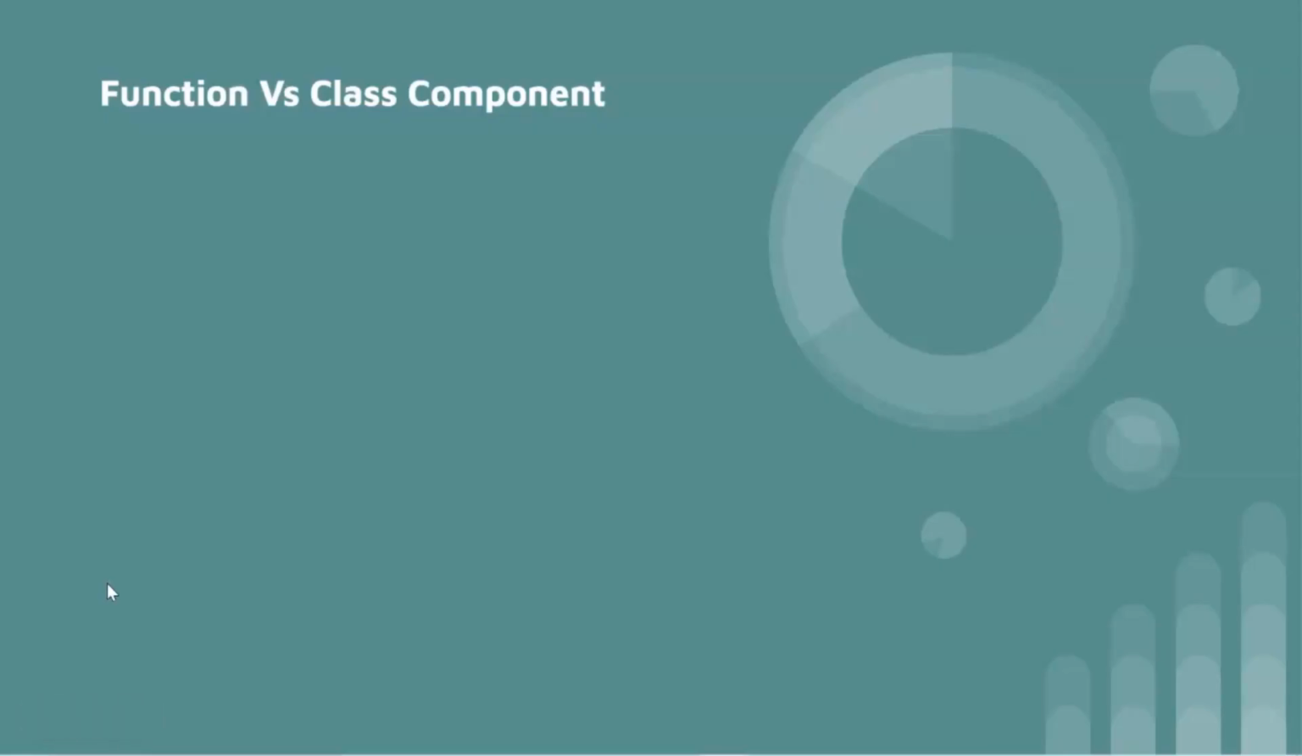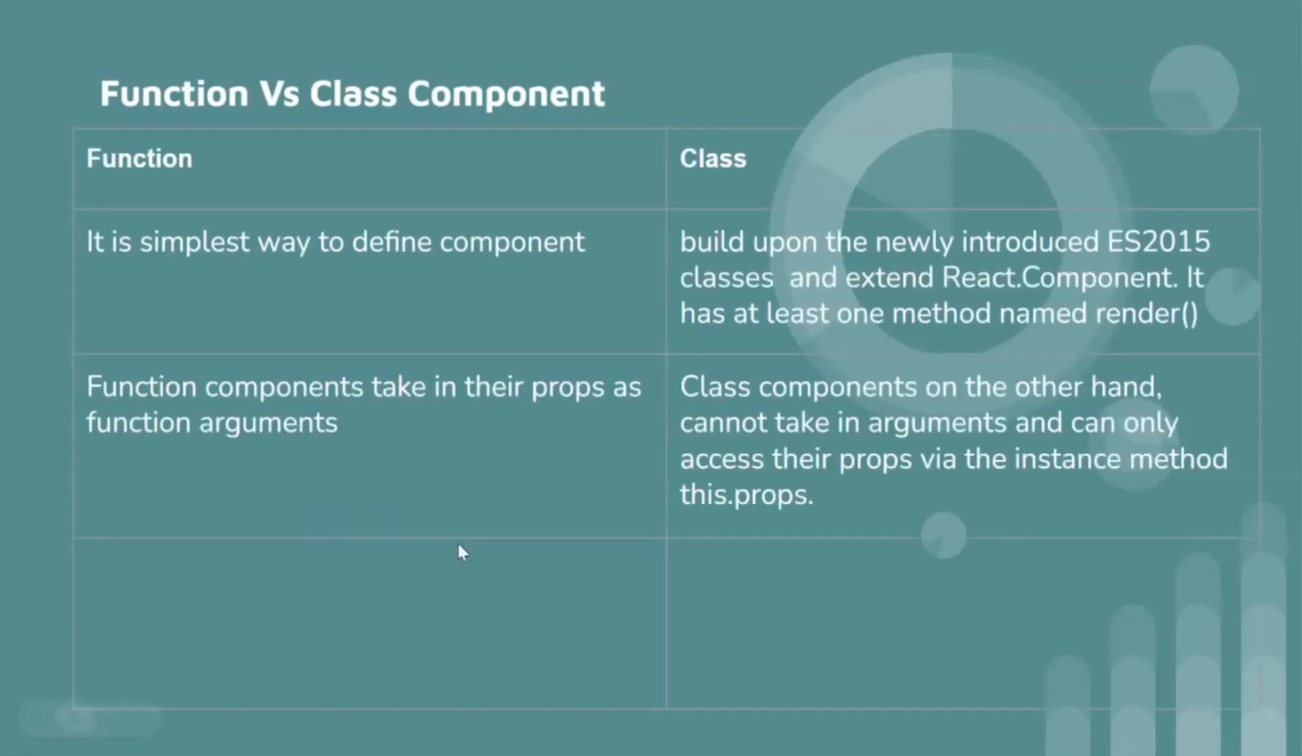Now, components. We can cluster components into two different versions: functional and class components. Function components are expressed in the form of a function. Class components are built on the newly introduced ES2015 classes. These are the differences between them. Functional is a very simple way to define a component, while a class extends React.Component and has at least one method, that is render.